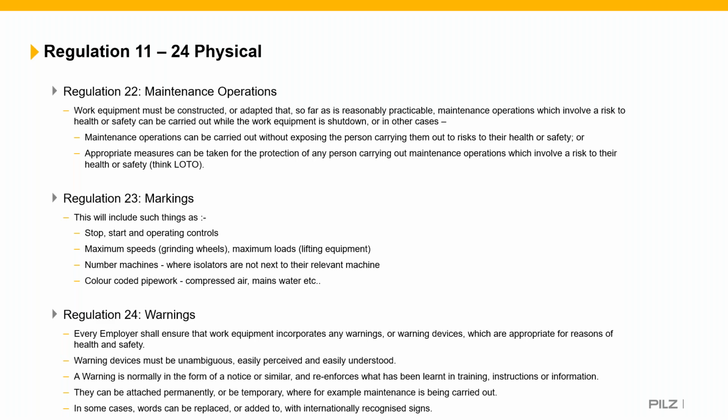They can be attached permanently. They can be temporary if it's only something that needs to be highlighted when maintenance is being carried out. And as I said, there are internationally recognised signs, symbols, etc., that can be used to ensure that anybody can easily see and easily understand any warnings about residual risks on the work equipment itself.